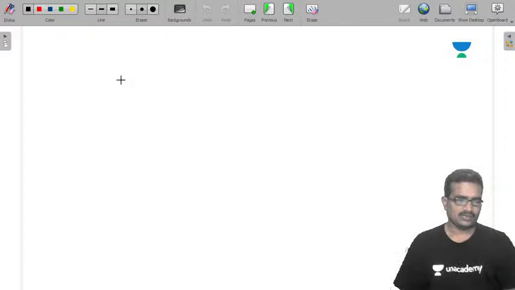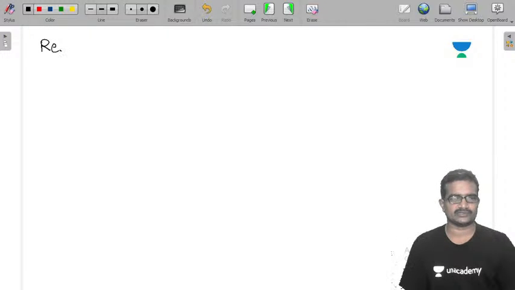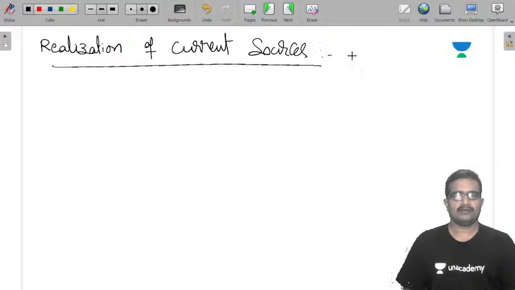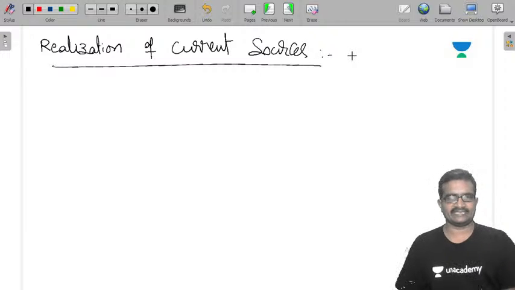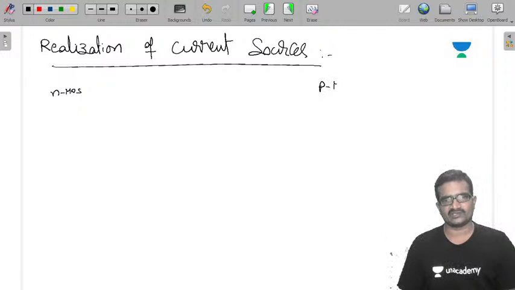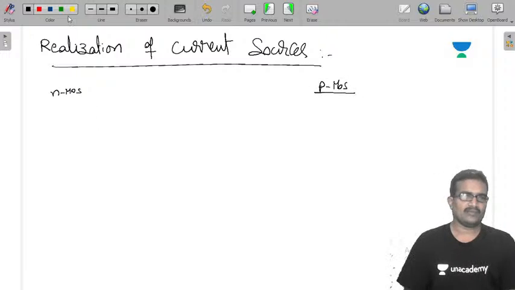Now, first of all, realization of current sources. First you should know what a current source is. By using MOSFET, you can design a current source. First I am going to design it by using NMOS. Next we are going to design it by PMOS.